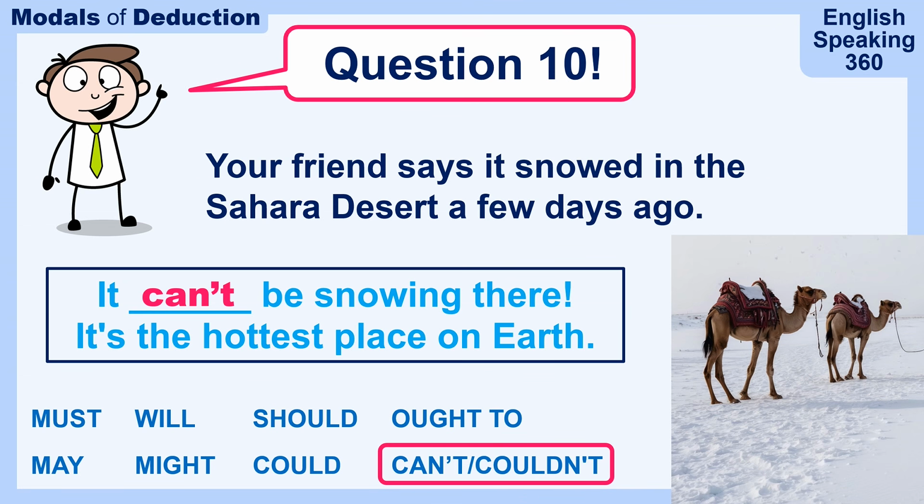By the way, I know that it snows in the Sahara Desert, but many people don't know. So if you think it's not possible, then you can use can't. But sometimes it does, right? Only 5% chances of snow. That is realistic. So it can't be snowing there. It is so hot in the Sahara Desert.